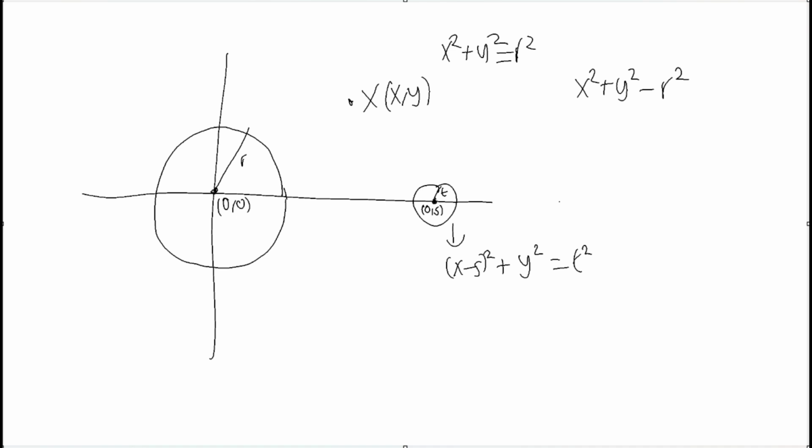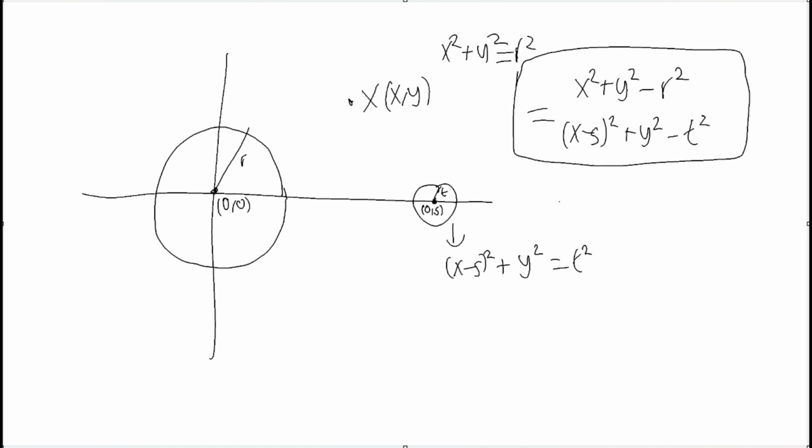And for the second circle, the distance from x to the center of the second one is just x minus s squared plus y squared. And we subtract out the square of the radius, and that's t squared. So therefore, the radical axis consists of all the points which satisfy this property. And conveniently, the y squareds cancel out.